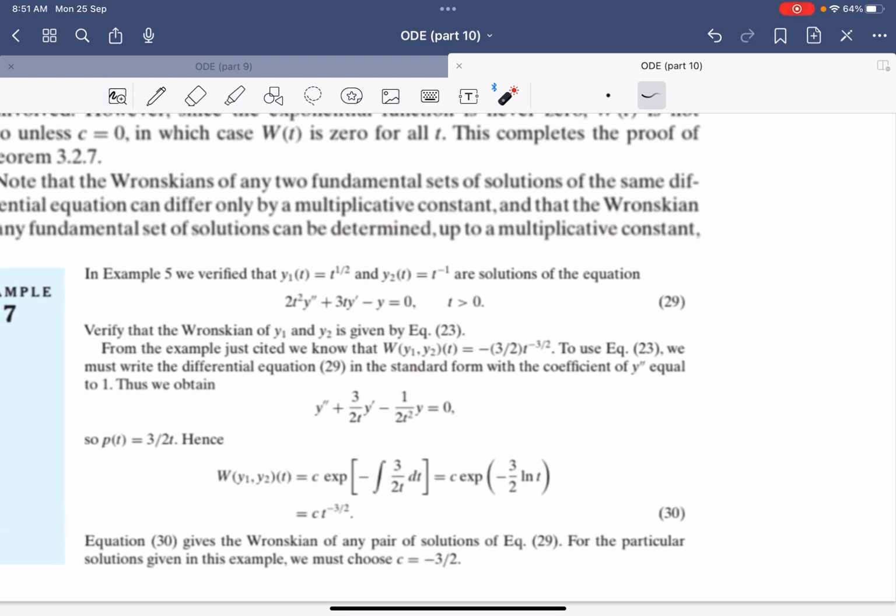So we have this example 5, and we see that these two are solutions to the ODE, and we verify that the Wronskian of the two solutions is as given. We calculate the Wronskian to be this, and we use the equation above to rewrite this in standard form, and we can solve for the Wronskian again. It's the following. You can see how this and this are the same, and they only differ by a multiplicative constant. In particular, in this case, c just needs to be minus 3 over 2.